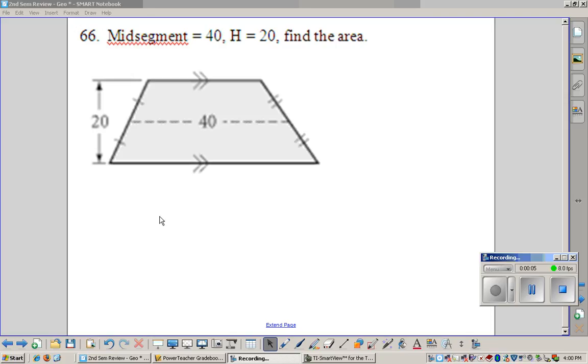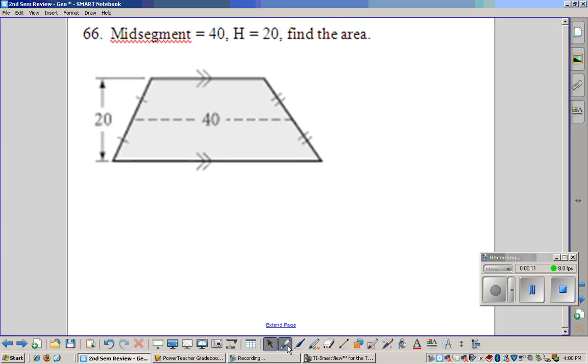Okay, problem 66 wants us to find the area of this trapezoid. So we're going to use the area formula for a trapezoid, and that's equal to 1/2 base 1 plus base 2 times the height. Now, what's interesting here is they gave us a mid-segment. A mid-segment is actually half of base 1 plus base 2. So it's actually like the average of the bases.